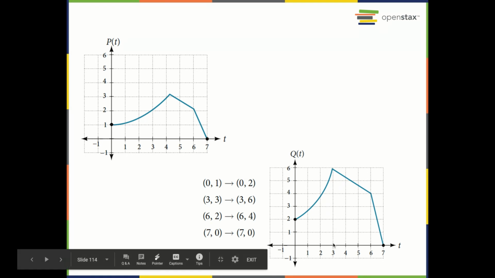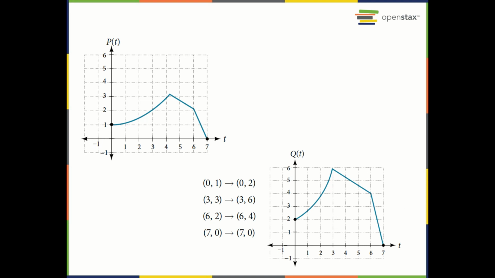So it would go from (3, 3) to (3, 6). This point (6, 2) is the same point on this graph. (6, 2) would go to the point (6, 4). Input stays the same, output doubles. (7, 0) stays at (7, 0) because 0 times 2 is 0. So this would be an example of how the graph would stretch if you had a vertical stretch by 2. The input stays the same, the output doubles.